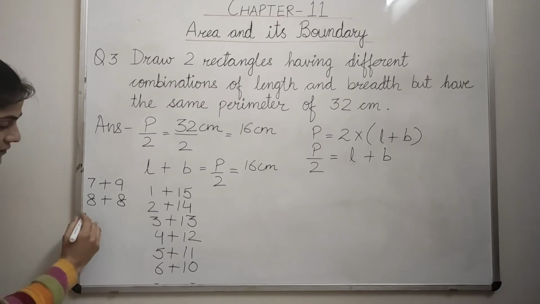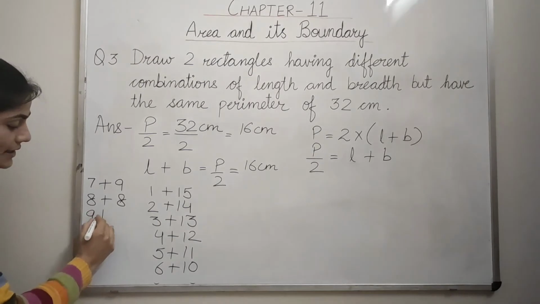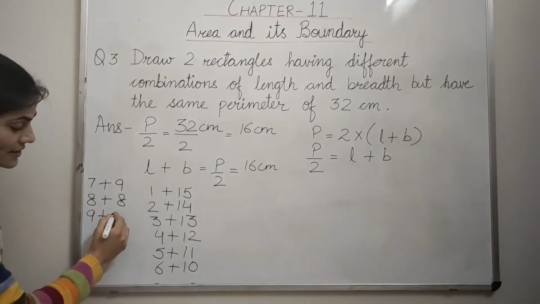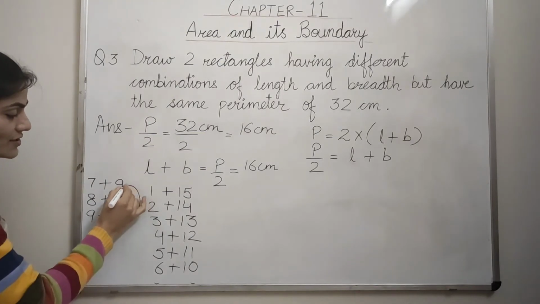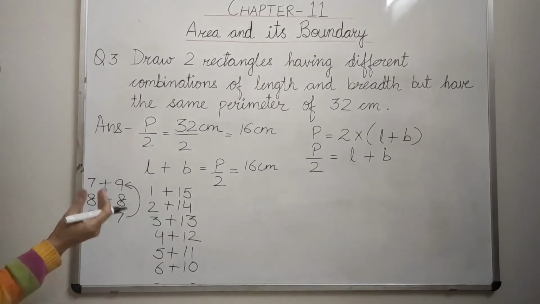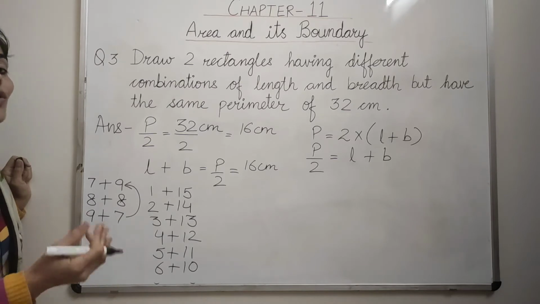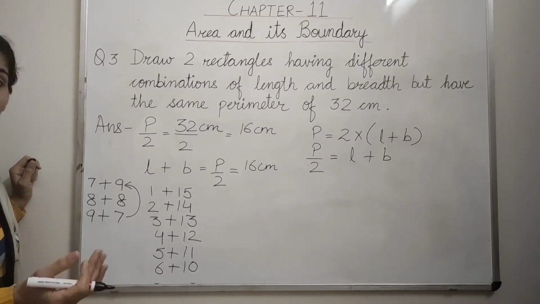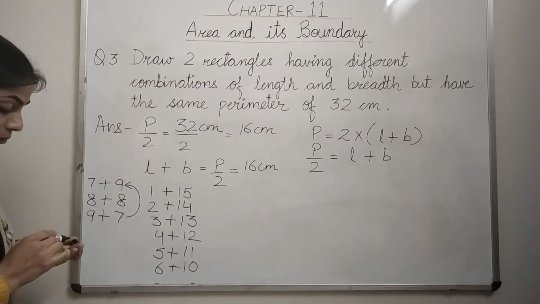Next counting number after 8 is 9. 9 plus what will give us 16? 7. So this is already here. Either you write 7 plus 9 or you write 9 plus 7. It's one and the same thing.